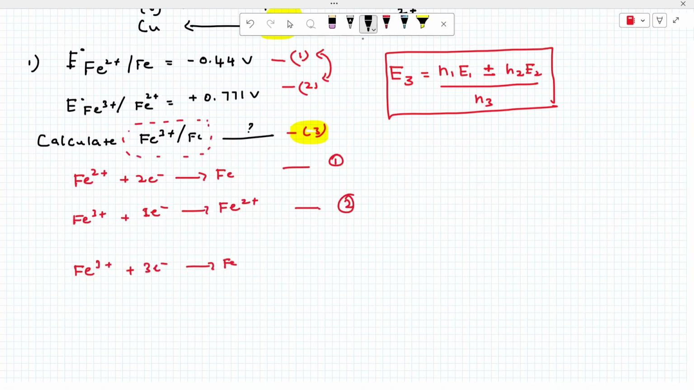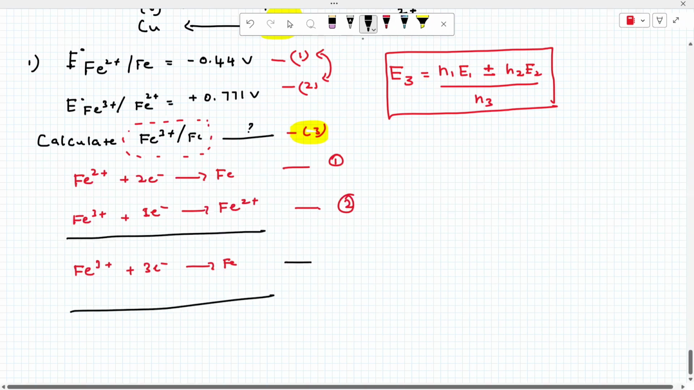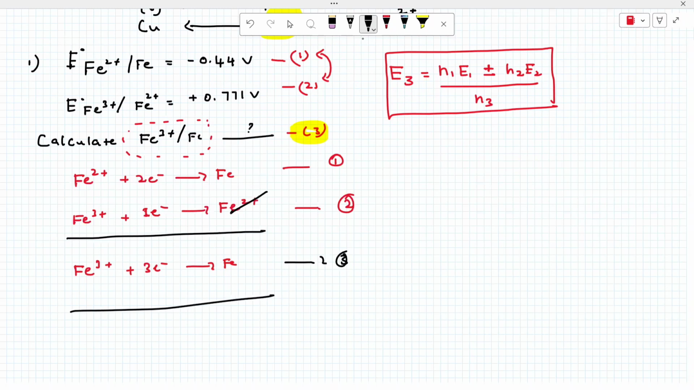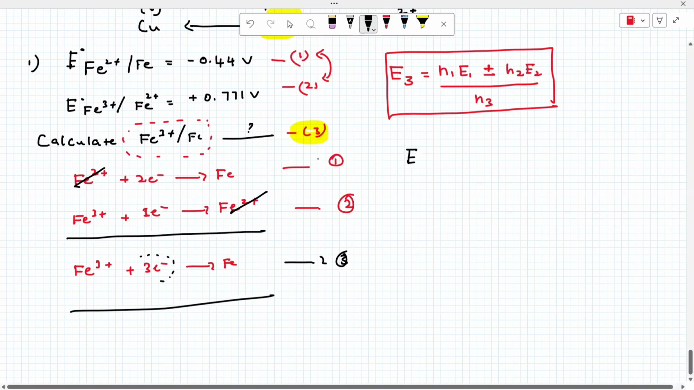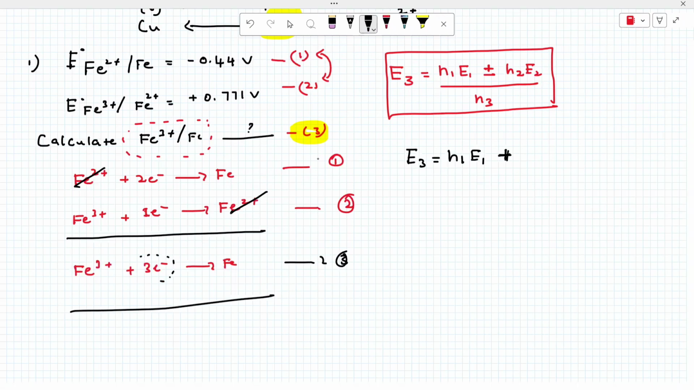Now tell me, do we add or subtract equations 1 and 2? Adding 1 and 2 gives 3, so we simply add. What is the formula when adding? E3 equals N1 E1 plus N2 E2 by N3. Why plus? Because adding the first two equations gives the third equation.